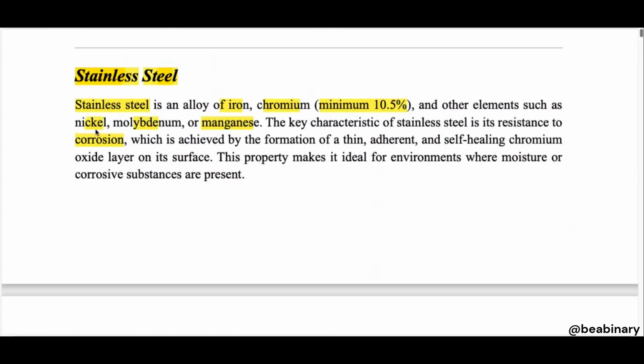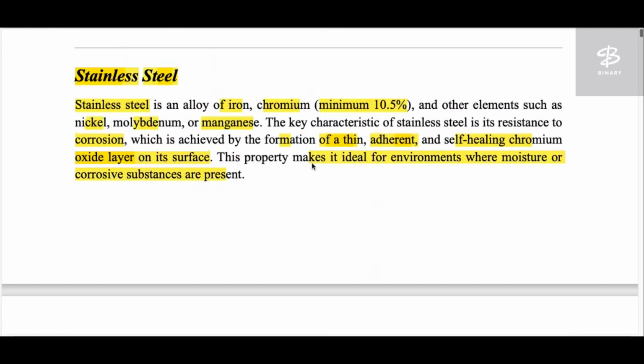stainless steel. This is achieved by the formation of a thin, adherent, and self-healing chromium oxide layer on its surface. So chromium is basically the main element responsible for stainless steel, and that's why 10.5% chromium is written here, because it is the main participant that plays the role of forming the thin, adherent, and self-healing chromium oxide layer. Oxidation is responsible for rusting, and oxidation occurs when a chemical reacts with oxygen, right? So that is restricted here due to the chromium on its surface.